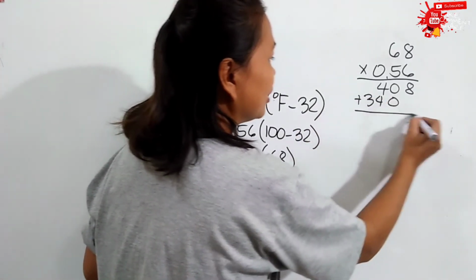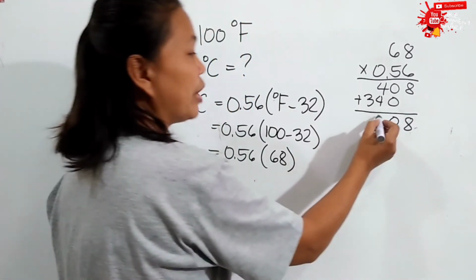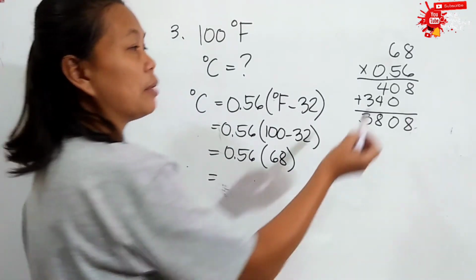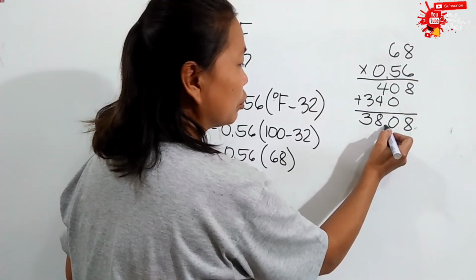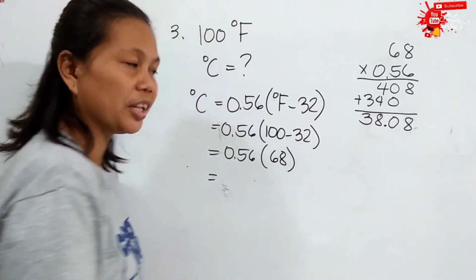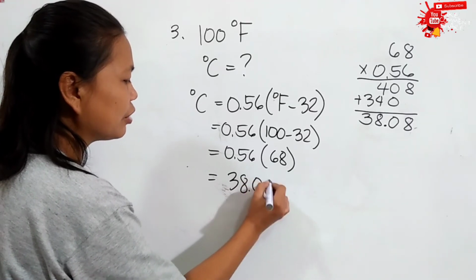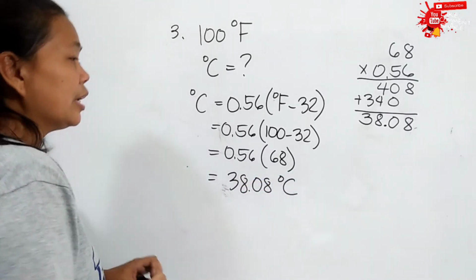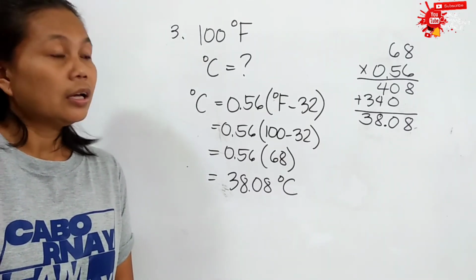Then add. So we have 8, 0, then we have 8 again, then bring down 3. So count the decimal points. We have 2 in our factors, so we have 2 decimal points in our product. So the answer is 38.08 degrees Celsius.